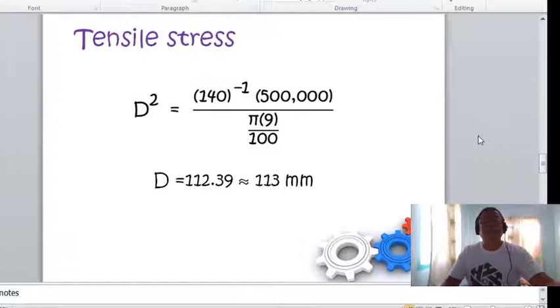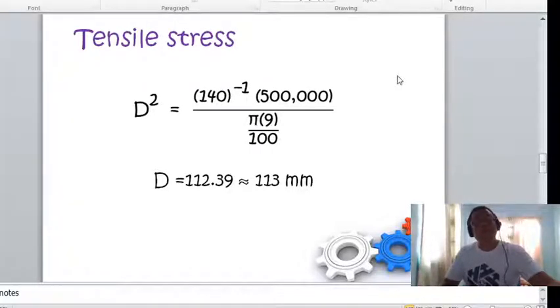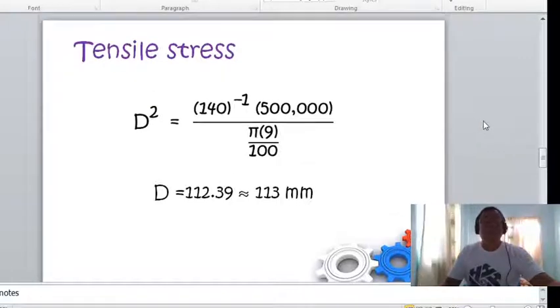Substituting it to the equation, the square of the diameter is equals to 500,000 over 140 multiplied by 5 times 9 over 100. Therefore, the value now of the diameter is equal to 113 millimeter. Okay, class? So, very easy.